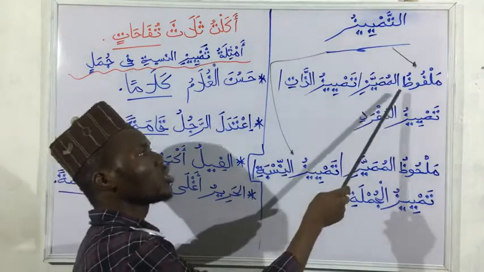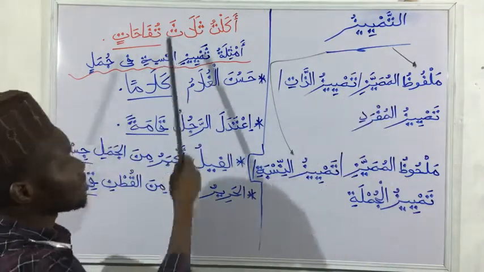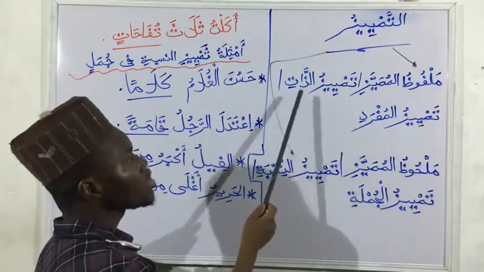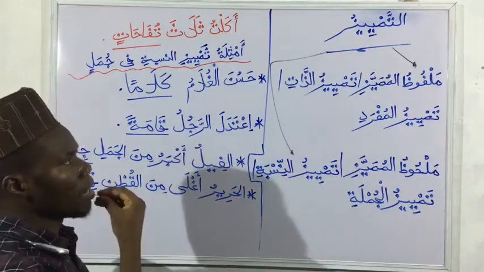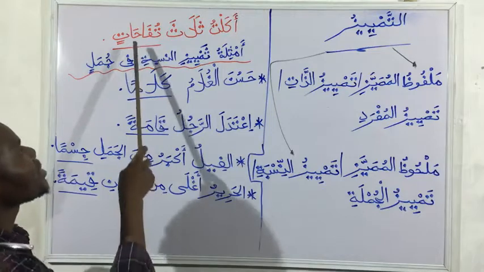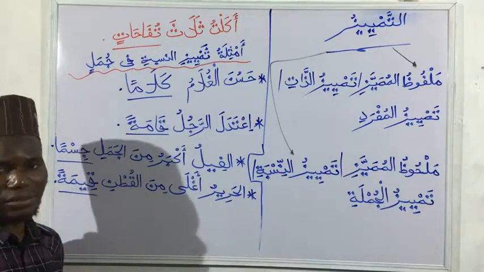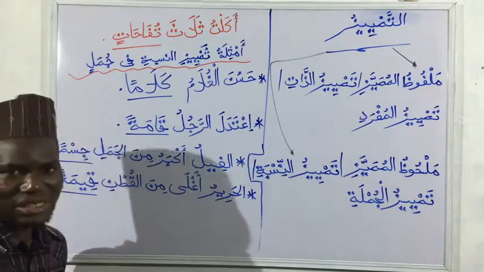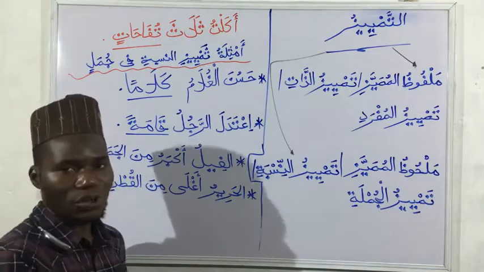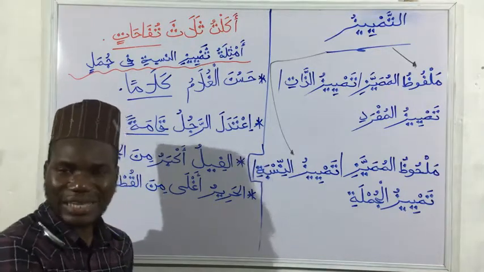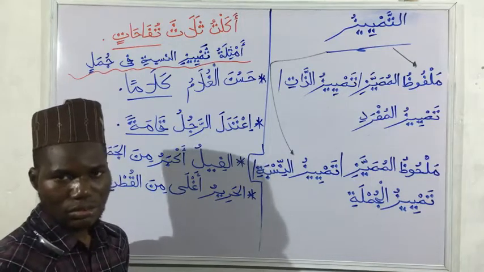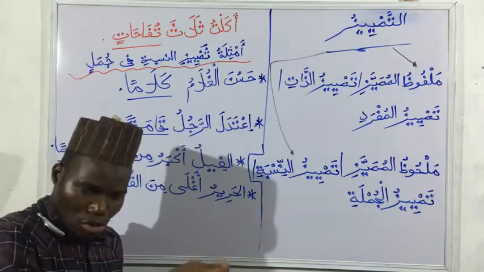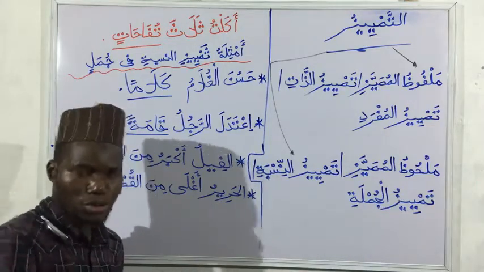So it's sometimes called Malfuz al-Mumayyiz, meaning the Mumayyiz is mentioned, stated clearly, or it is sometimes called Tamiyiz Zat. Tamiyiz Zat means that the Tamiyiz, the thing that claimed to remove the ambiguity, is a Tamiyiz of essence, of being. Most of the time it has being, it has essence. You can touch it, you can feel it.